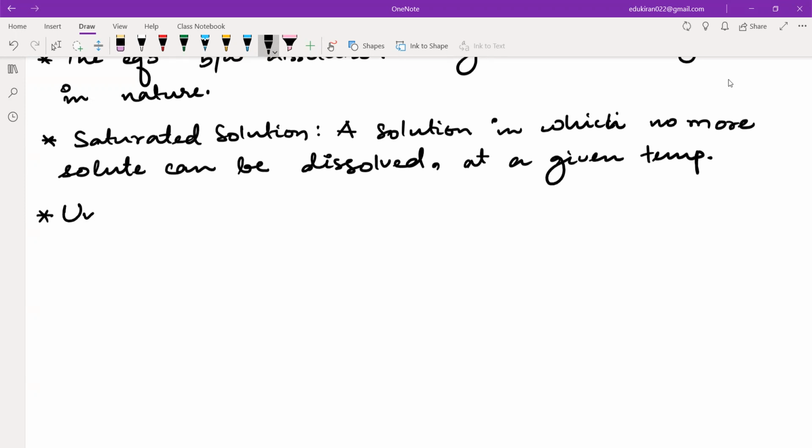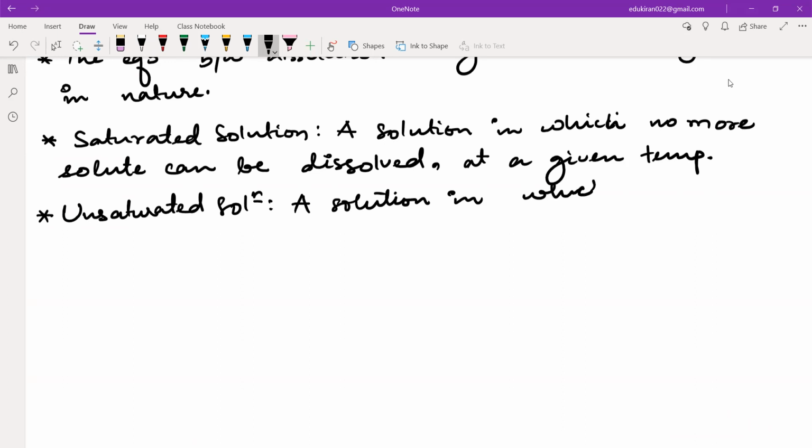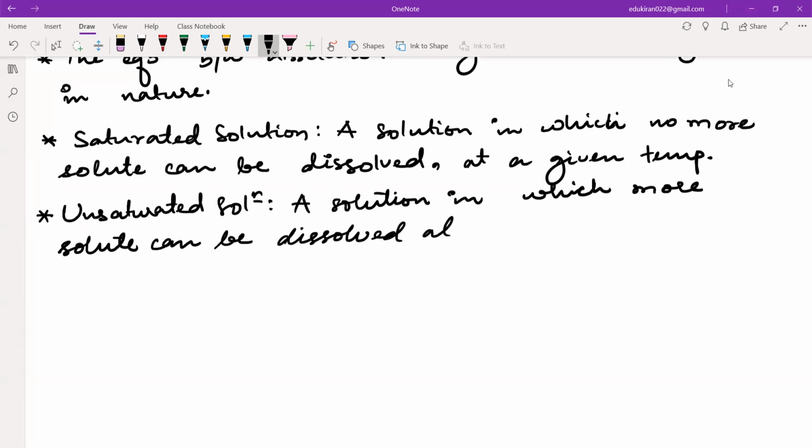Another word is unsaturated solution. So a solution in which more solute can be dissolved at a given temperature.